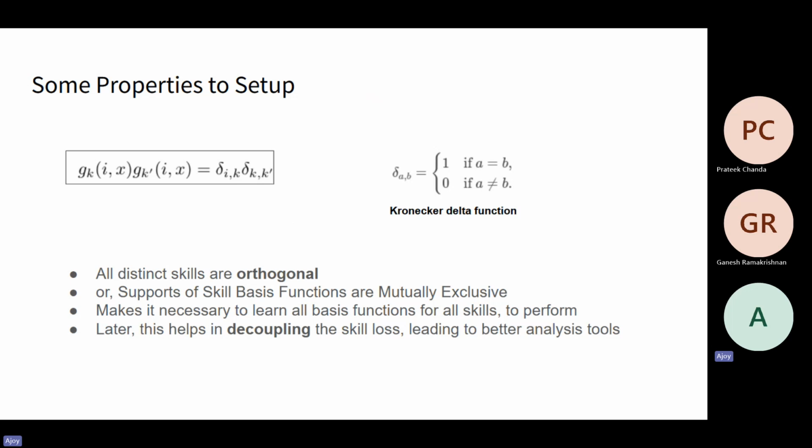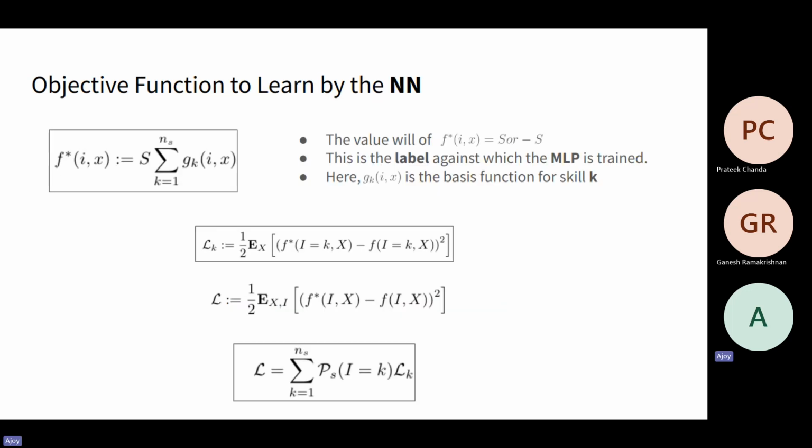This is important in two ways. First, when we progress, the loss is decoupled for each skill basis function. Secondly, you cannot say that if I have learned skill i, there exists another skill j which you can perform well only by learning i. So you'll have to learn the skill functions for all the k, all the n steps. Just move two slides back.